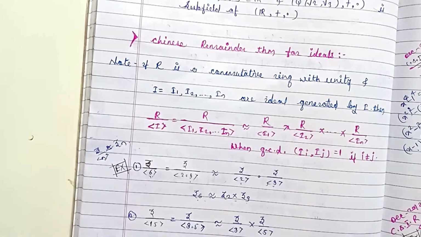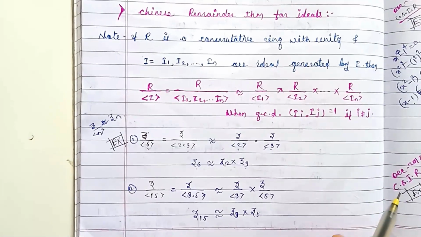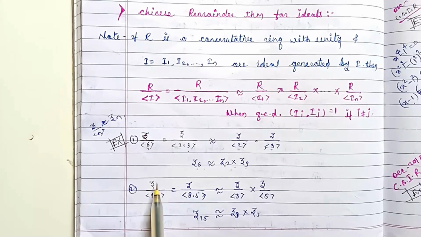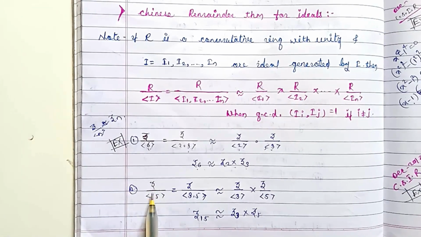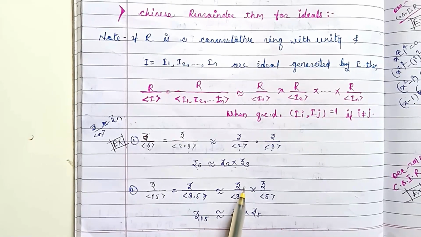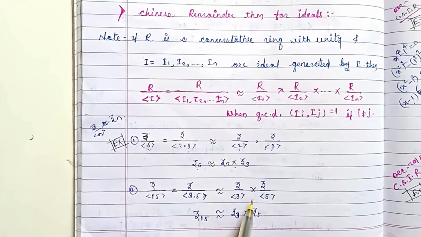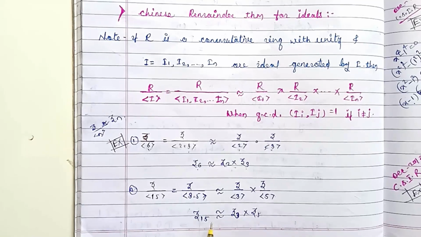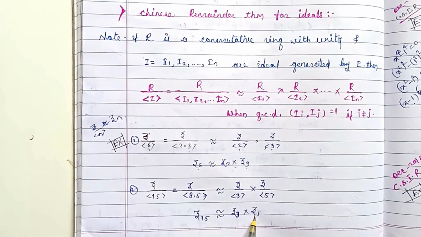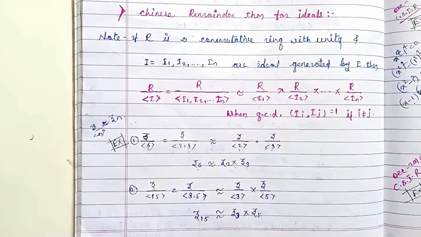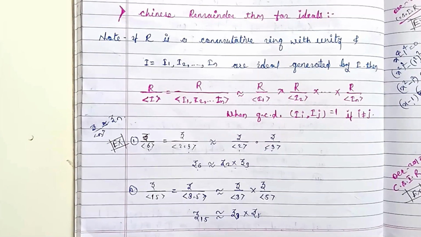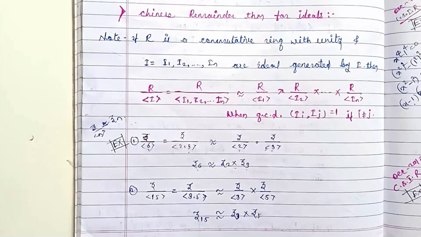Similarly, you may take one more example, like Z15. Z by the ideal generated by 15 can be written as Z15. It can be expanded as 3 times 5, so isomorphic to Z by the ideal generated by 3 and Z by the ideal generated by 5. So Z15 is isomorphic to Z3 cross Z5. This one is easy, we can easily say that Z15 is isomorphic to Z3 cross Z5.